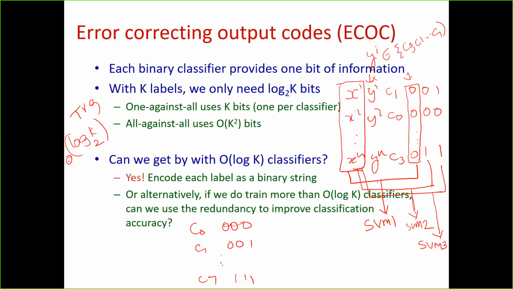how to classify a new instance? To classify a new instance, I give it to SVM1. Let's say it is classifying it as 0. I give it to SVM2. Let's say it is classifying it as 1. I give it to SVM3. Let us say it is classifying it as 0. This is the prediction string that we have got. We have to decode it. So if I decode it, what is the class label corresponding to this?